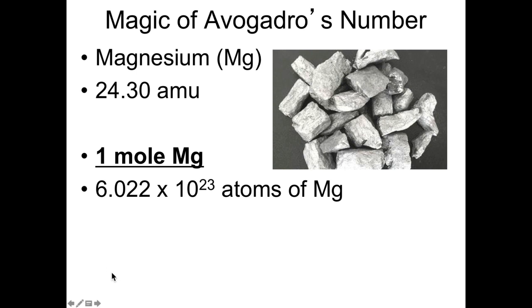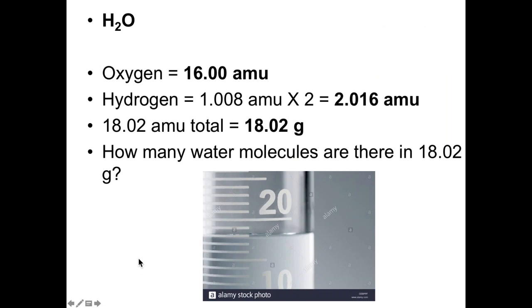And to get to 1 mole of magnesium, I just need to measure out 24.30 grams, and bam, I have 1 mole of that substance. So for any item on the periodic table, if you measure out the atomic mass in grams, that will give you 1 mole of that substance. And you can do this for molecules too.